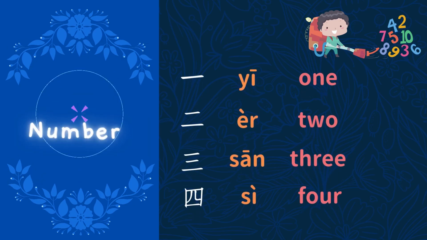We start from number 1 to 4. Number 1. Yi. Number 2. Er. Number 3. San. Number 4. Si.